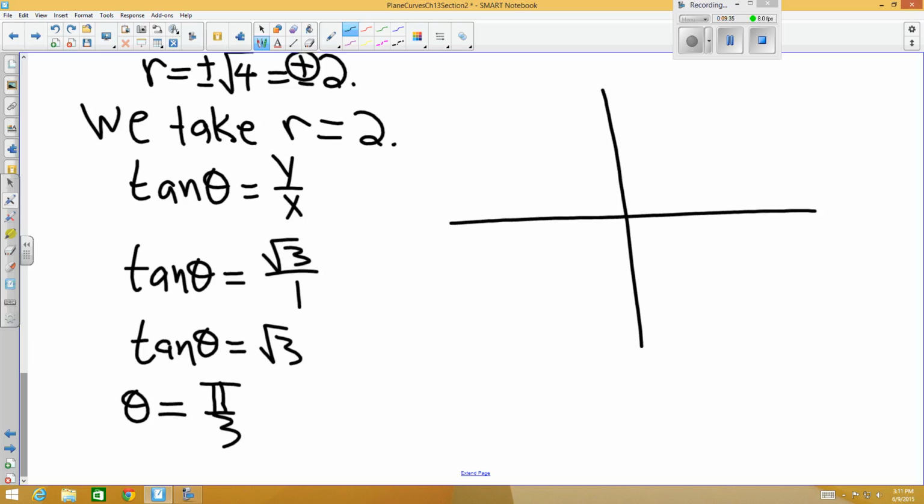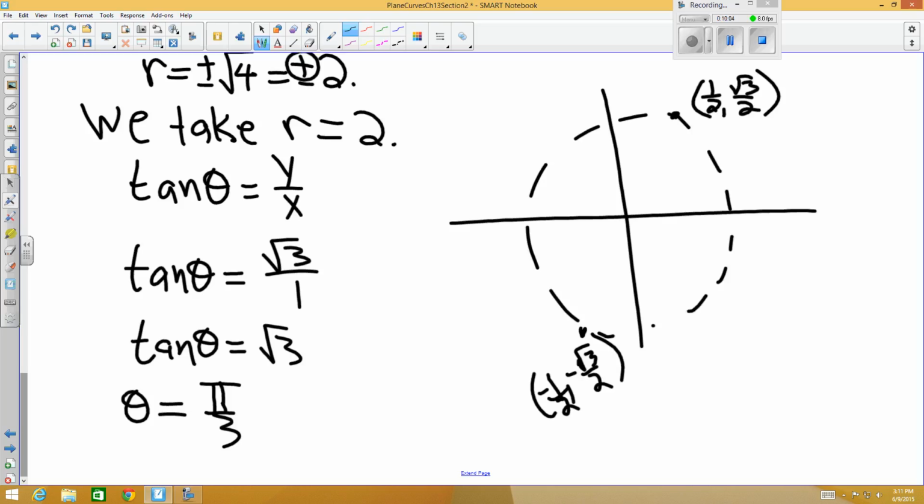So in fact, if you think about tangent, remember, it is y over x. So y over x, square root of 3 divided by 1, they're both positive. So we're either in the first quadrant, where we have, say, 1/2, square root of 3 over 2, or we're down here in the third quadrant where they're both negative, negative 1/2, negative square root of 3 over 2, if we're on the unit circle. That's where the tangent is equal to the square root of 3. So this angle would be pi over 3. This angle would be 4 pi over 3.